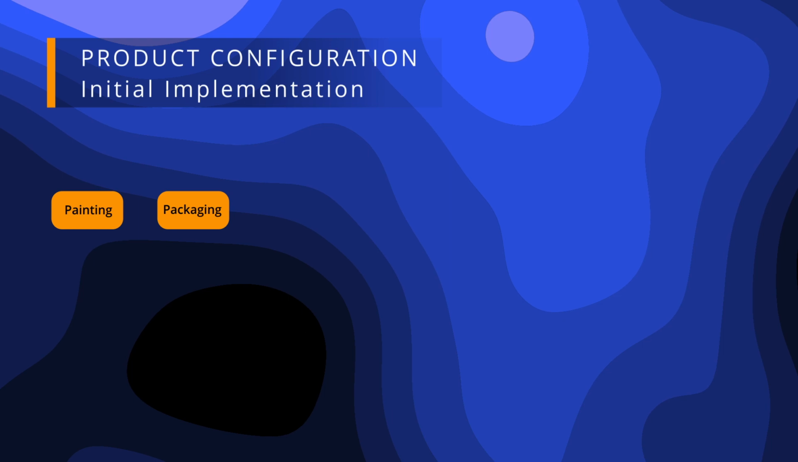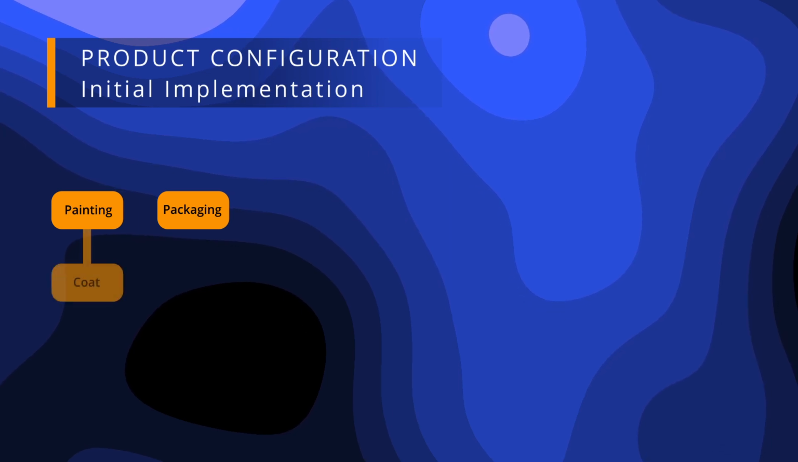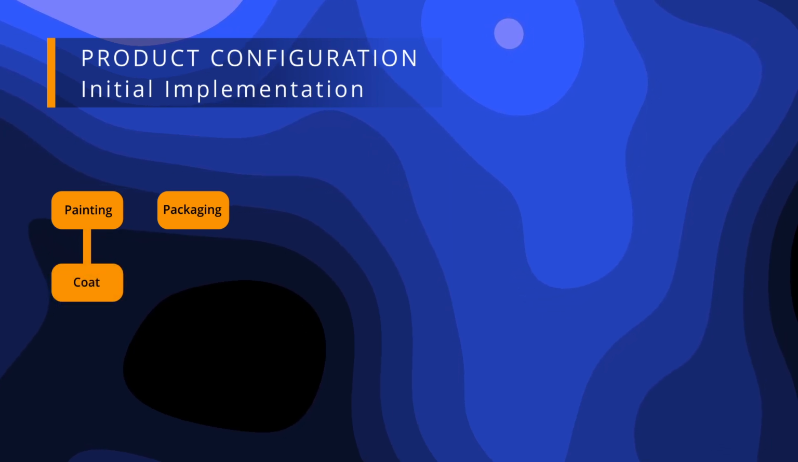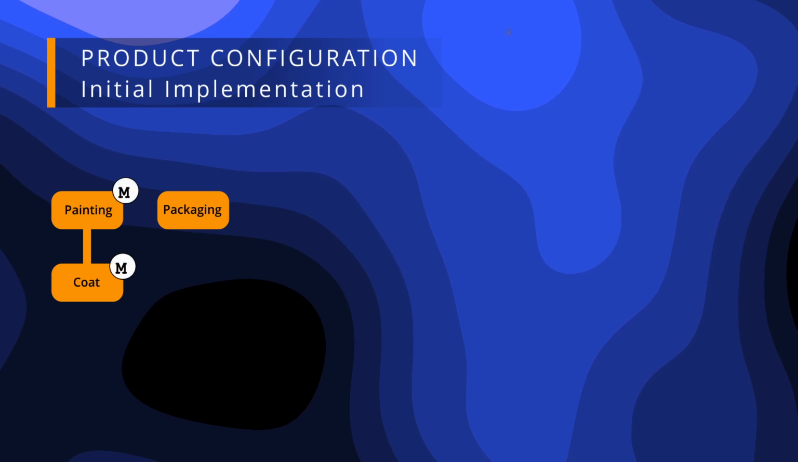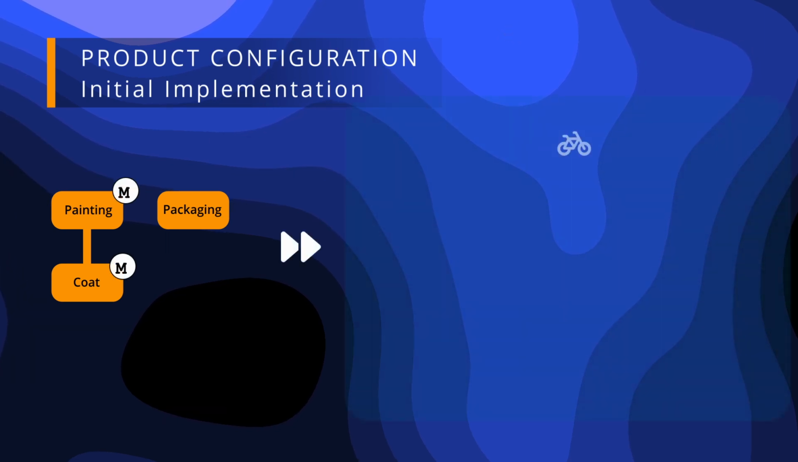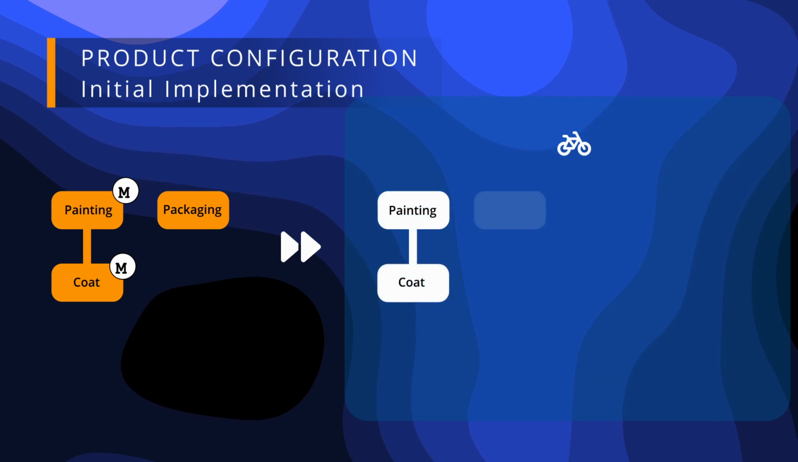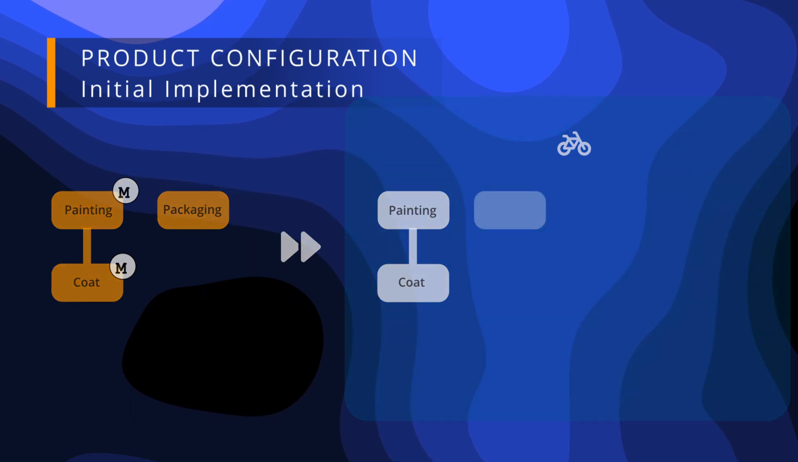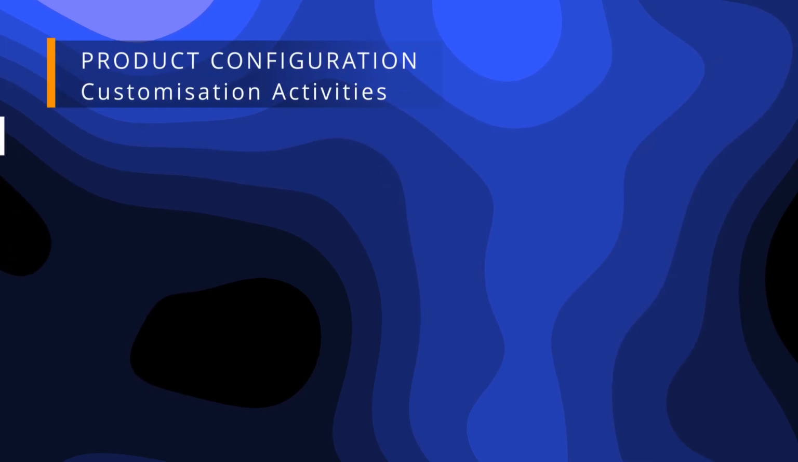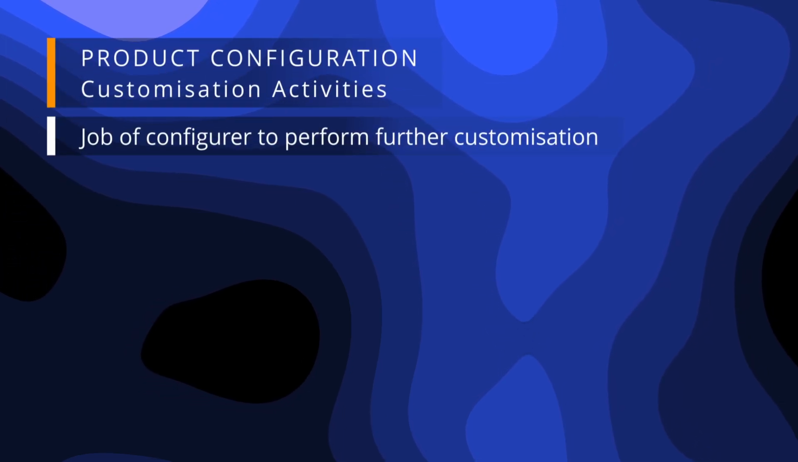Let's say that painting has a child cost item called coat. If both the painting and coat are mandatory, then when you add the bicycle to the agreement, Mercenter will automatically implement the painting and coat cost items, but not the packaging. Once the mandatory cost items have been implemented, it's up to the configurer to customize the product cost so that its price can be calculated.